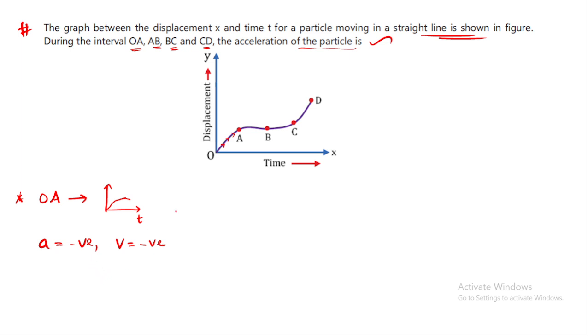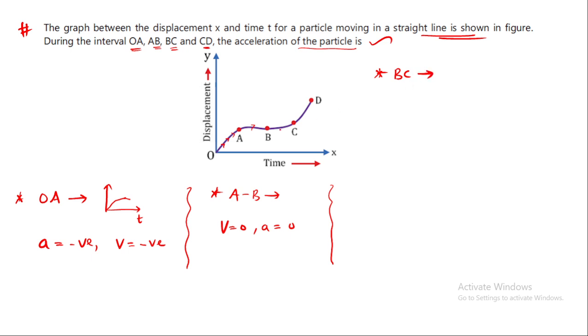Second, I can say the second interval, which is A to B in the time interval. What is it here? The displacement is constant with time. If the displacement is constant with time, then velocity is zero, and obviously acceleration is also almost equal to zero.